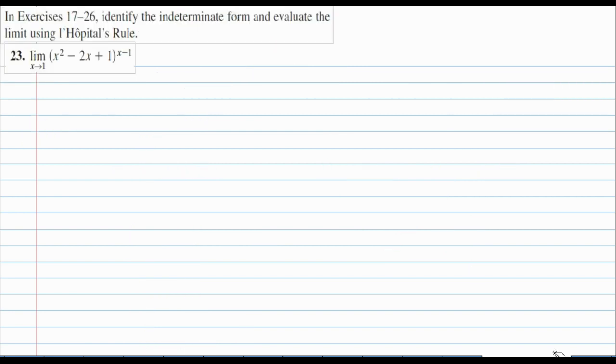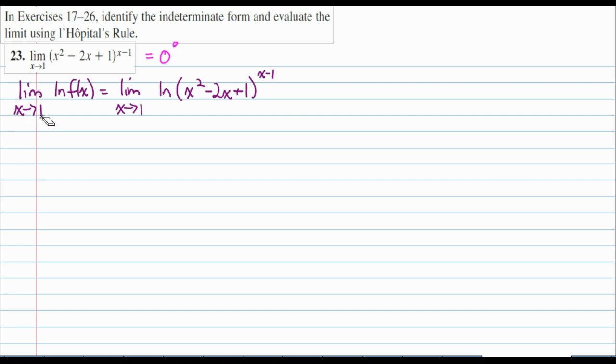So now try problem number 23, says identify the indeterminate form and evaluate the limit using L'Hopital's rule. So the limit as x approaches 1 of that trinomial to the x minus 1. Well, if I plug in 1, I can see that I'm going to get 0 for an exponent, and then my base is in fact 0. So I have 0 to the 0. Again, an exponential situation, using logs is going to help me out.